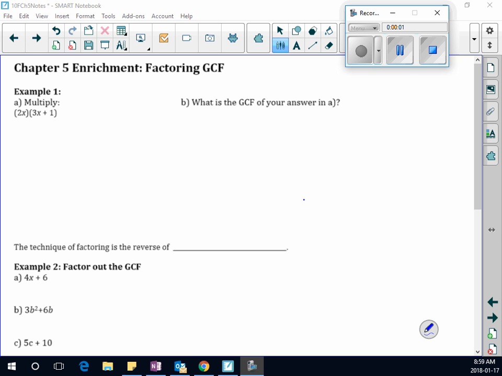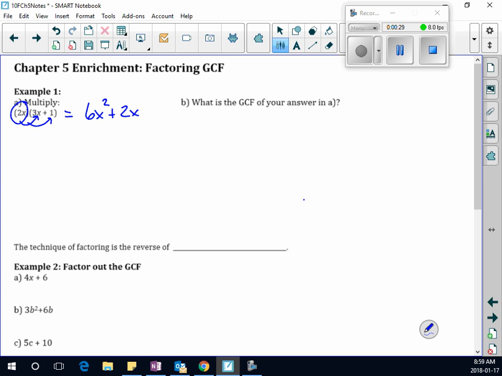Going to go to the next step in polynomials in grade 10, and that is what's called factoring. Factoring is the inverse operation of multiplying. So we're going to practice by multiplying some review. We're going to take this first term and multiply it by both terms. What do we get? We get 6x squared plus 2x.